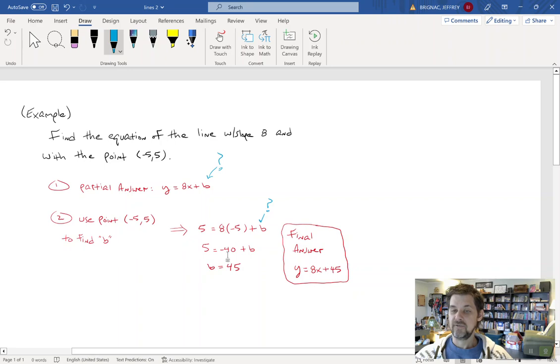Do a little math. I get -40 right there. I aim to find the b, so I solve for b, and I move the 40 over, and I get b is 45. So my final answer is y equals 8x plus 45.